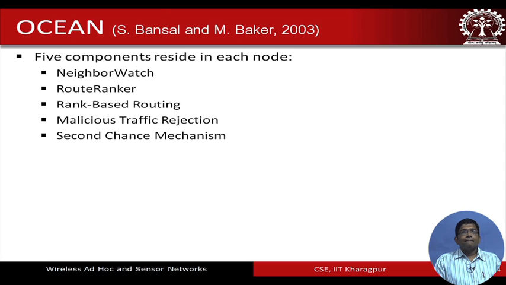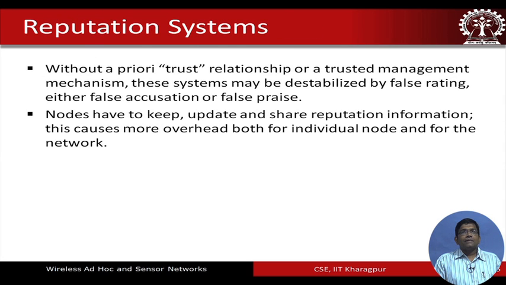So, these are the different reputation based mechanisms that are very popular in the literature. CONFIDANT, CORE and OCEAN, but reputation based mechanisms, although they are very attractive, basically work under certain assumptions of trust, for example, that you are trusting your neighbors, or particularly if you are handling second hand information, you are indirectly trusting the other nodes in the network.